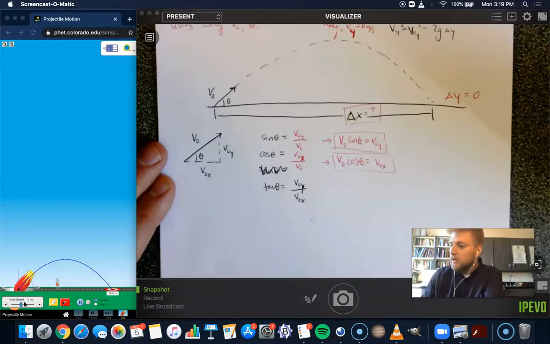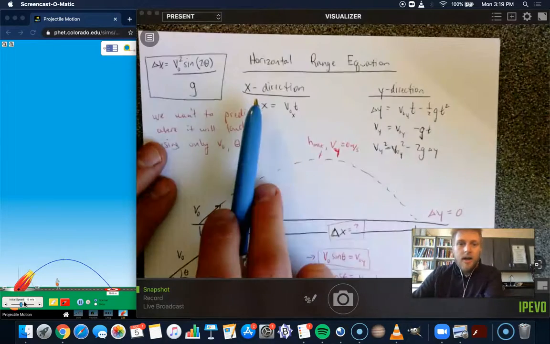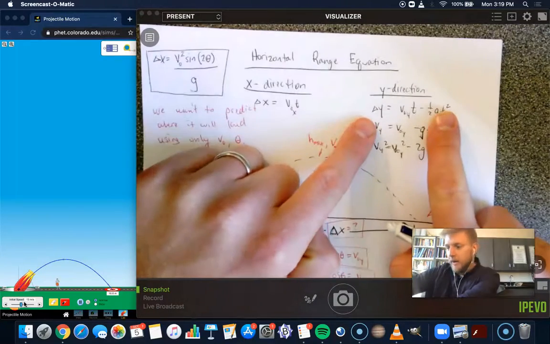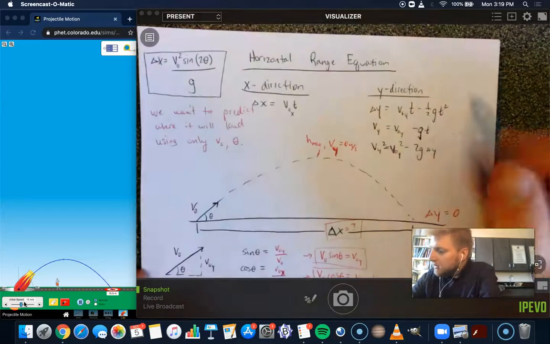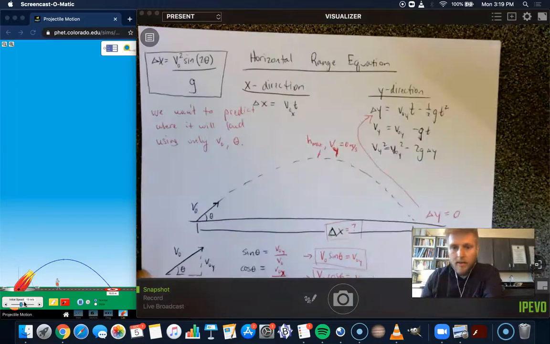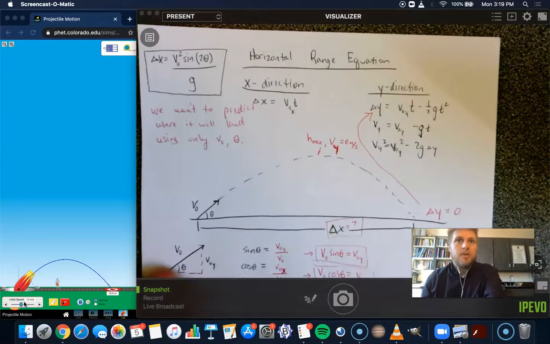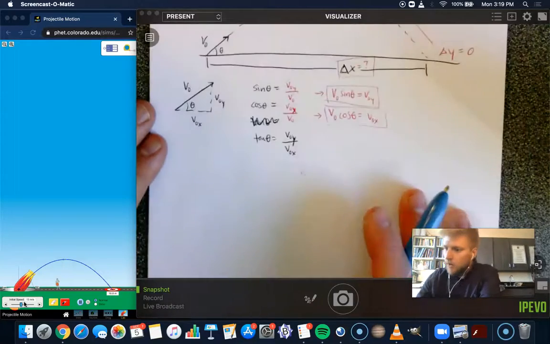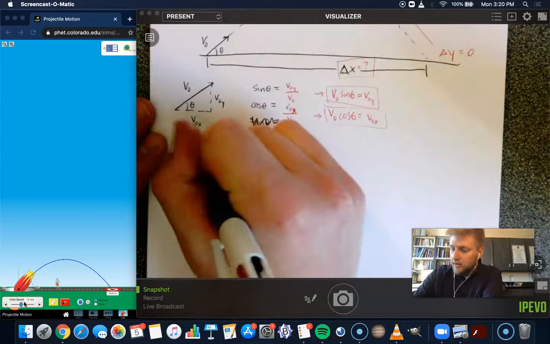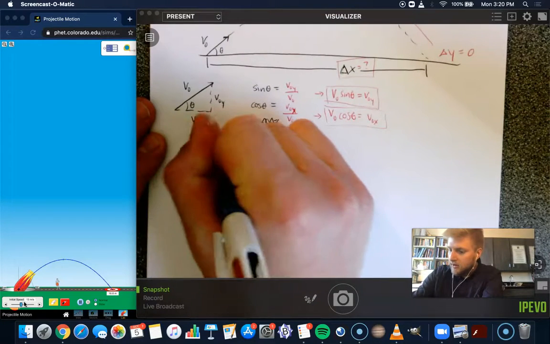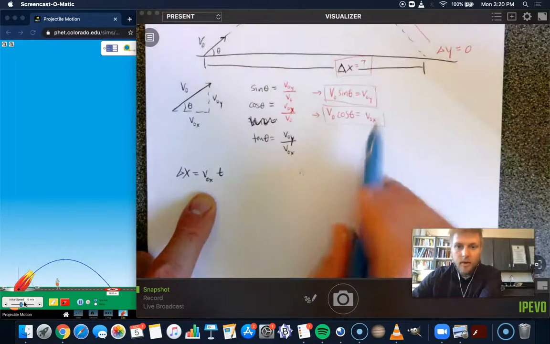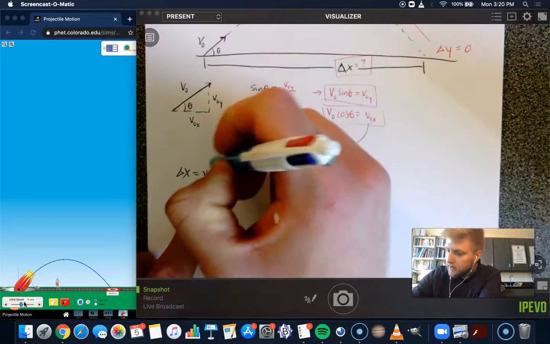Okay, so the next thing that we're going to do is take our x equation, and I'm just going to tell you, we're going to use this first y equation. The main reason for that is that we can plug in the y displacement is 0 right there, and it's going to make things much more simple. So check this out. We're going to take the first equation, which is the x displacement. So the x displacement is v naught in the x direction times t. And lo and behold, we have v naught x right here. So we're going to plug this in right there.